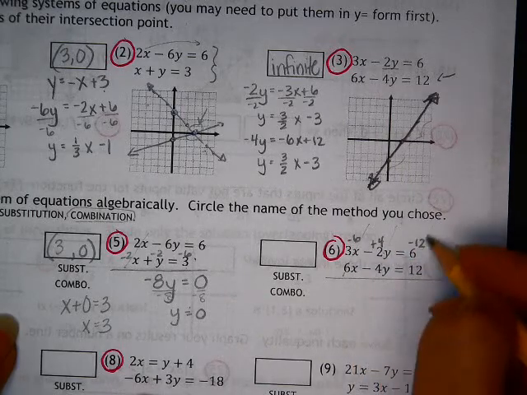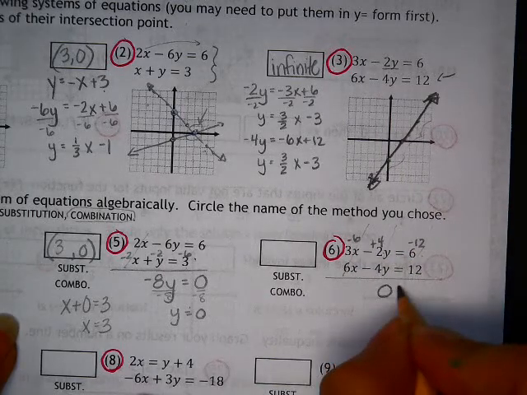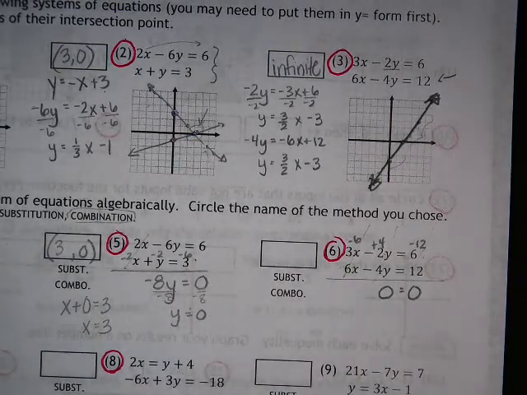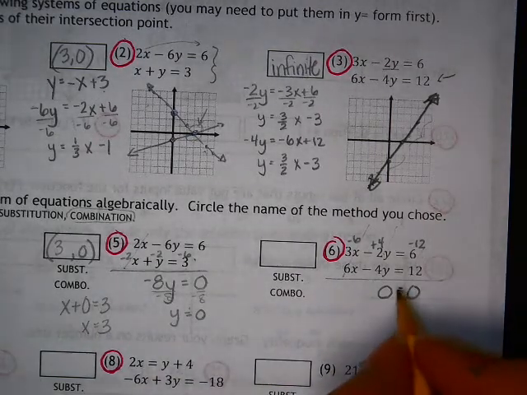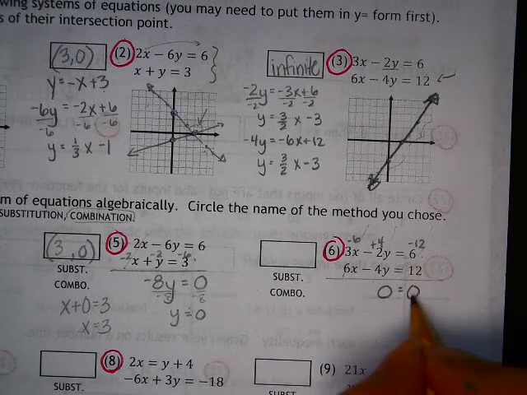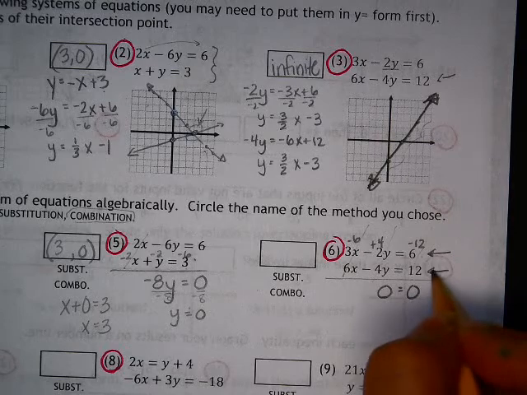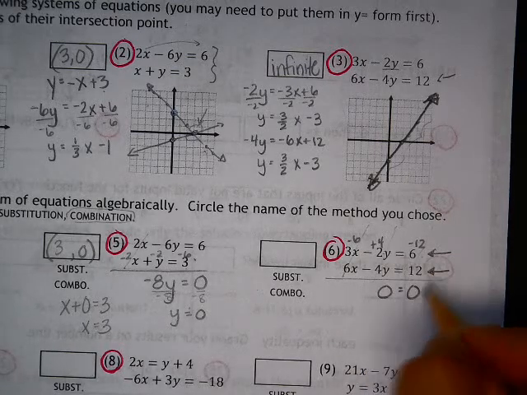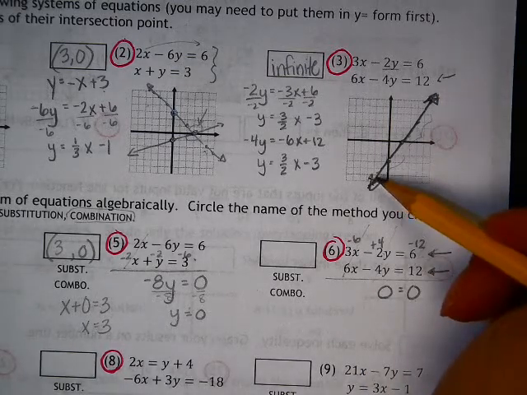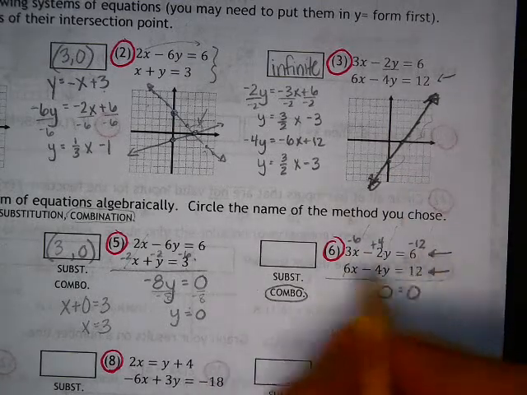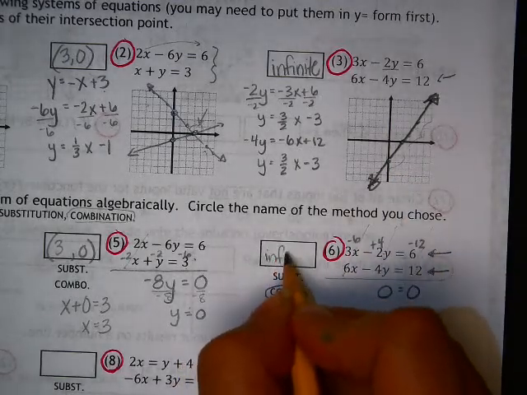Cancel, cancel, cancel. Now don't go crazy. If you start canceling everything, just double check. Make sure that they really all do cancel before moving on. So this is 0 equals 0. In other words, this must have equaled this in order for it to be 0 equals 0. And that's what our solution looks like graphically. So I used the combination method on this one as well. And again, this is an infinite number of solutions.